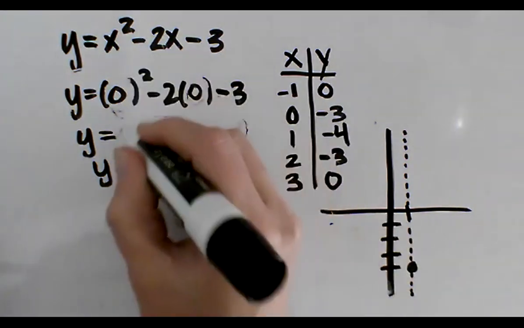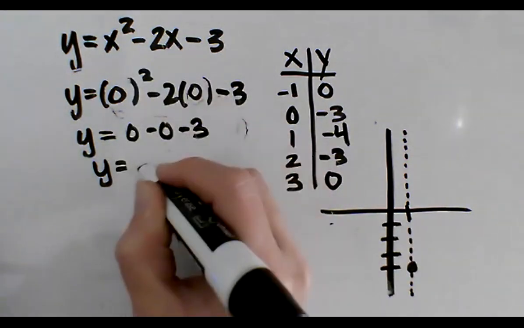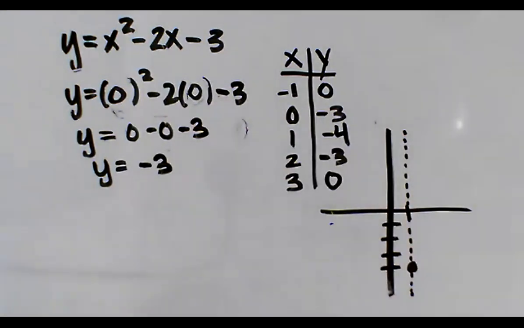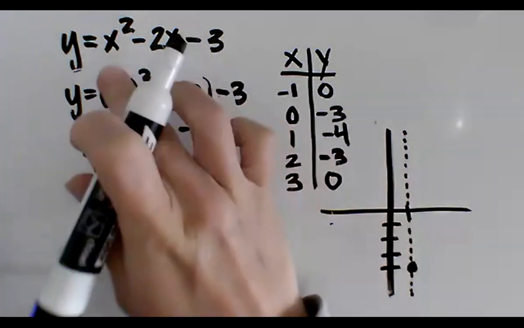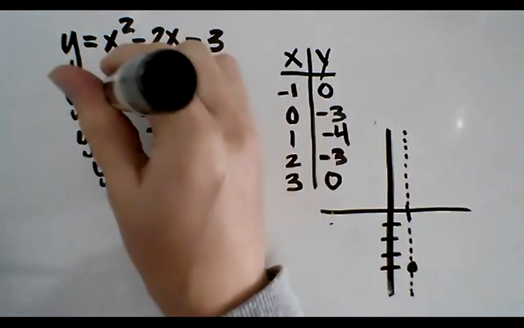So 0 minus 0 minus 3 is -3. Oh, whoops, I put the wrong thing in there. Those are supposed to be 3's.